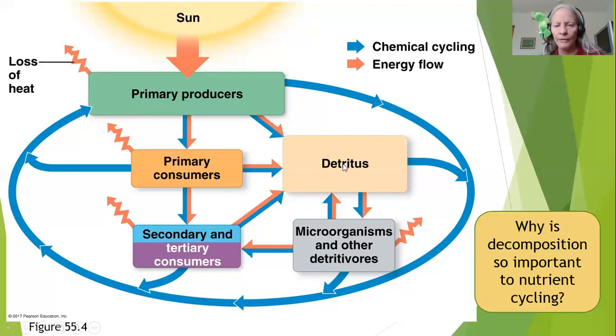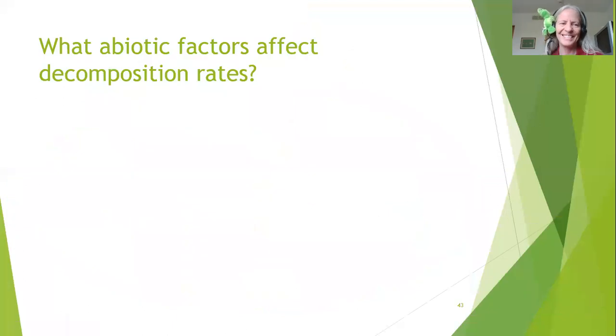So if we didn't have decomposition, we would all be walking on just piles and piles of dead plants and animals. Wouldn't that be lovely? So decomposition is hugely important. It keeps the nutrients cycling, and that is necessary for life on Earth.